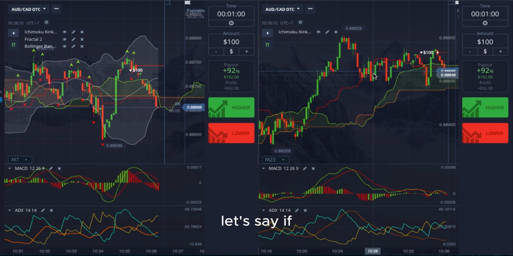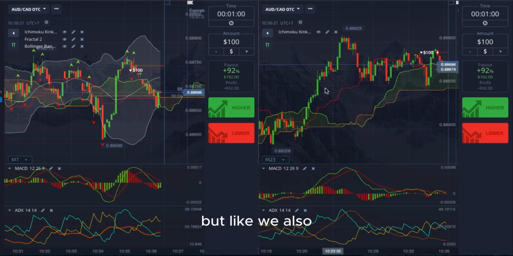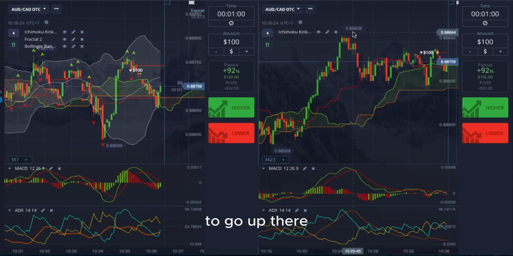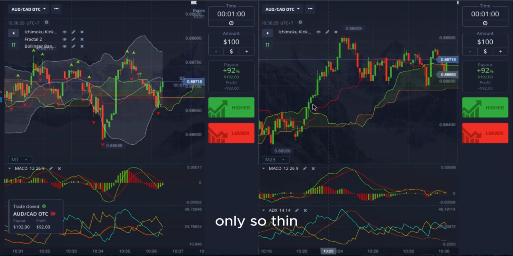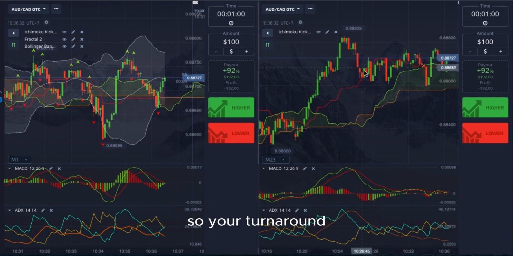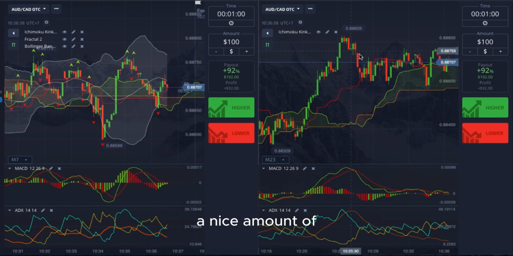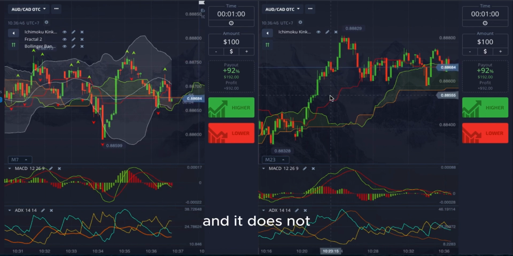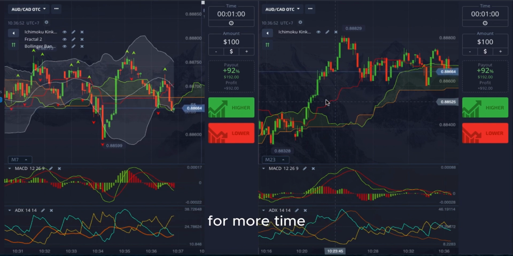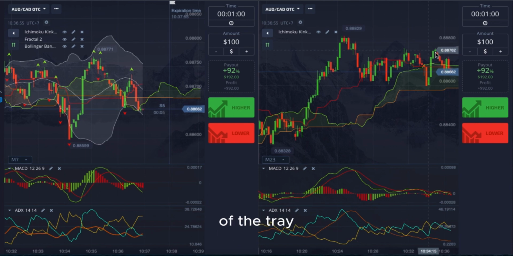As opposed to, let's say if you were to trade like this one, yes, it's been very overextended, but like we also know that in the time that it took to go out there, if we had parallel lines, it would be only so thin. So your turnaround would be equally very thin too, unless you're giving it a nice amount of expiry time. But why? Why take more time to do something that can be done in less time? It does not make it safer, and it does not give you less anxiety. It gives you more anxiety for more time, and there's also the risk of the trade plateauing out.